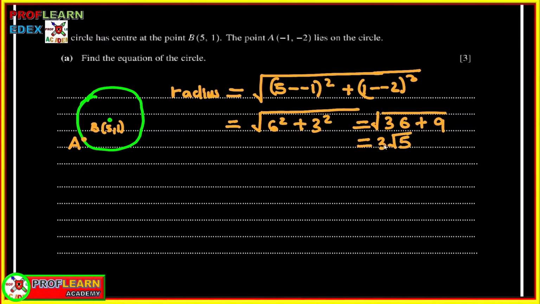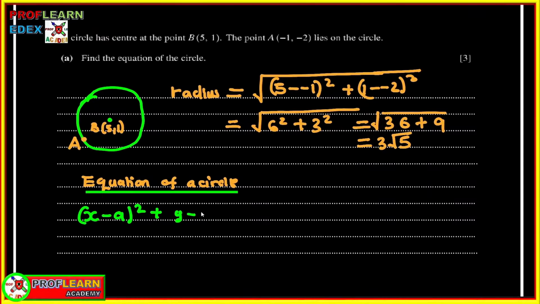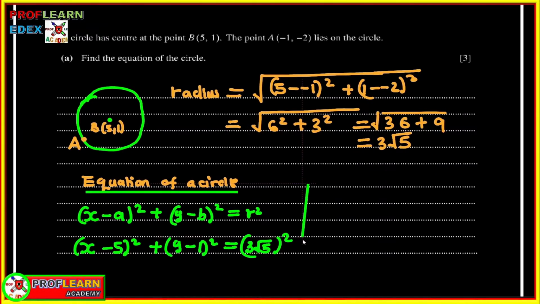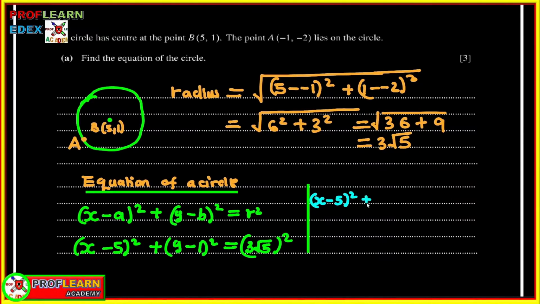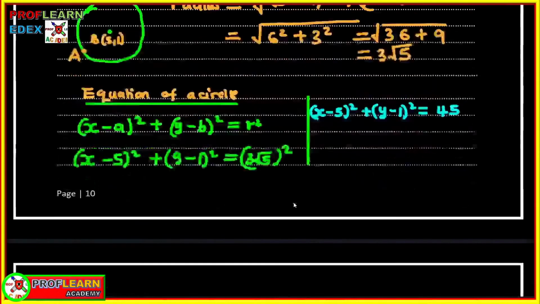Now, since we know the center, we can use the standard equation formula of a circle and substitute what we know. A and B are the coordinates of the center and R is the radius. So we substitute the center there, because the value of x was 5, so it's x minus 5 squared plus y minus 1 squared equals 3 root 5 squared. If we square on the other side, we end up with this equation, equals 45.